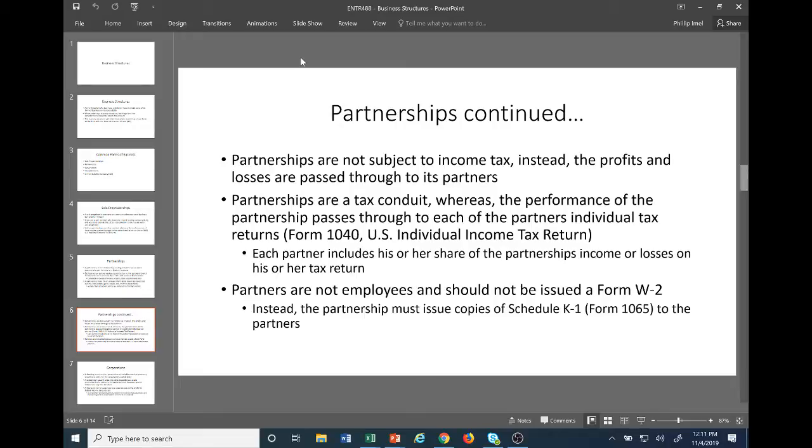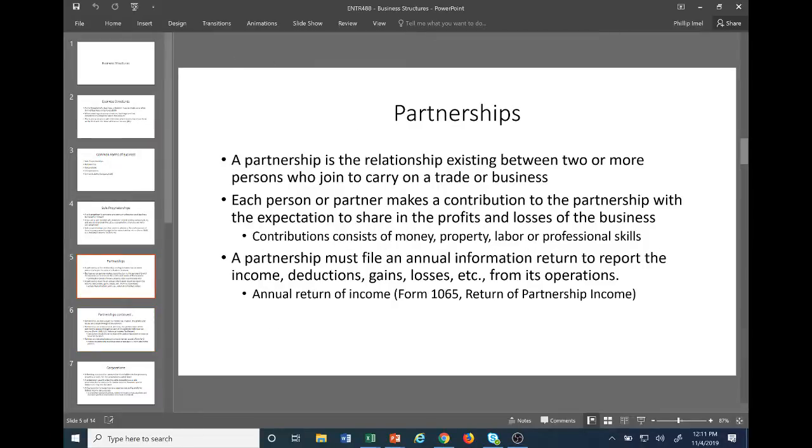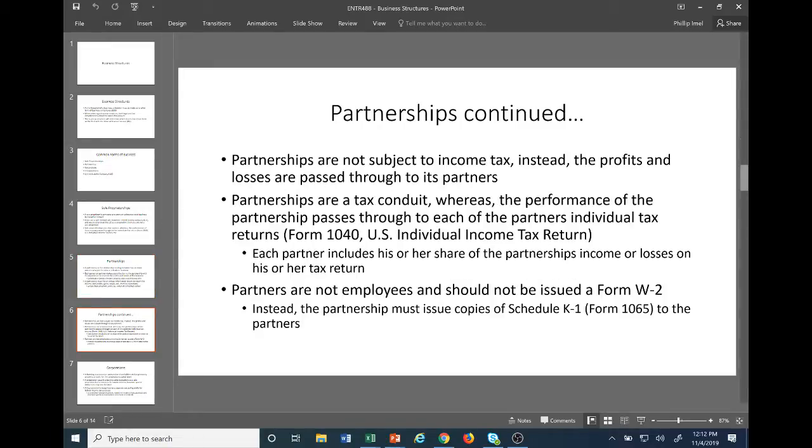Instead, the partnership must issue copies of the Schedule K-1, which is part of the Form 1065, to the partners. If you recall, Form 1065 is going to be your income form for the partnerships that we had right here, partnership income. So Schedule K-1 is just a schedule off that form showing whatever your income is. Everyone good on sole proprietorships and partnerships?